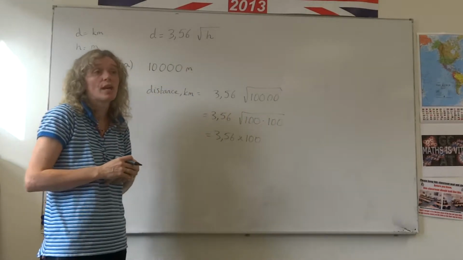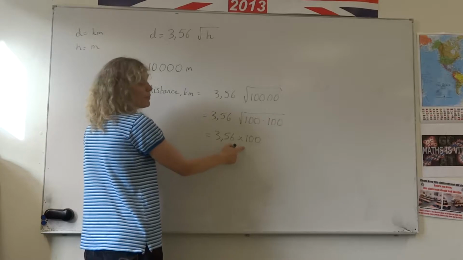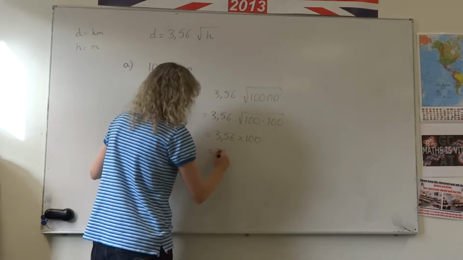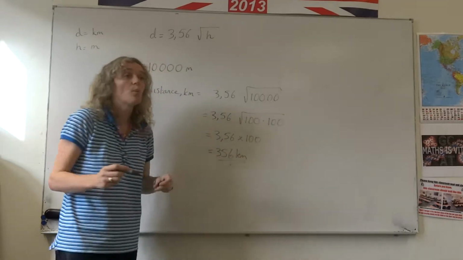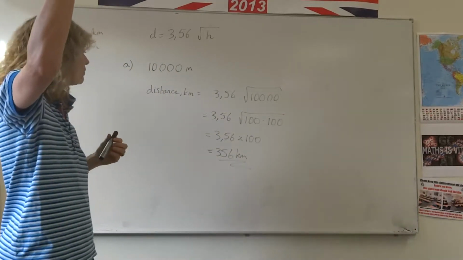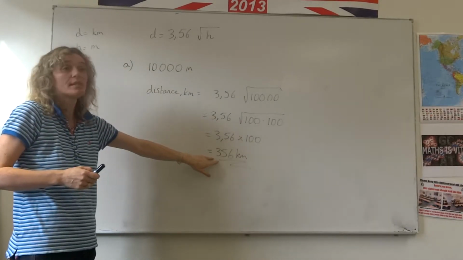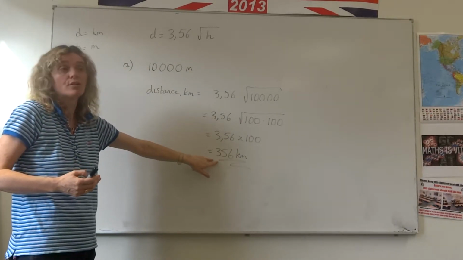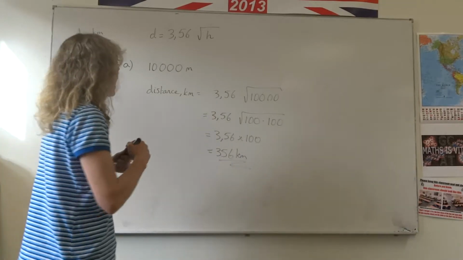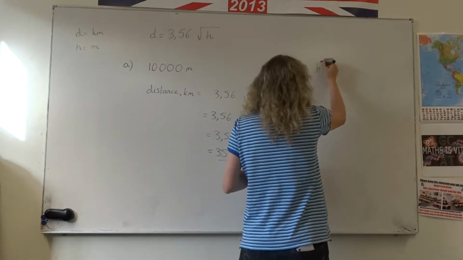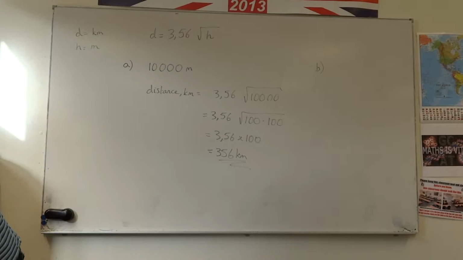So we haven't had to use our calculator at all. And the distance that we'll be able to see is 3.56 times 100, 356 kilometers. So when we're in an aeroplane at 10,000 meters height and we look on the horizon, we can see on a really clear day 356 kilometers away. And then the next question was, well, how far could you see if you were at the top of the Eiffel Tower, which was 300 meters?